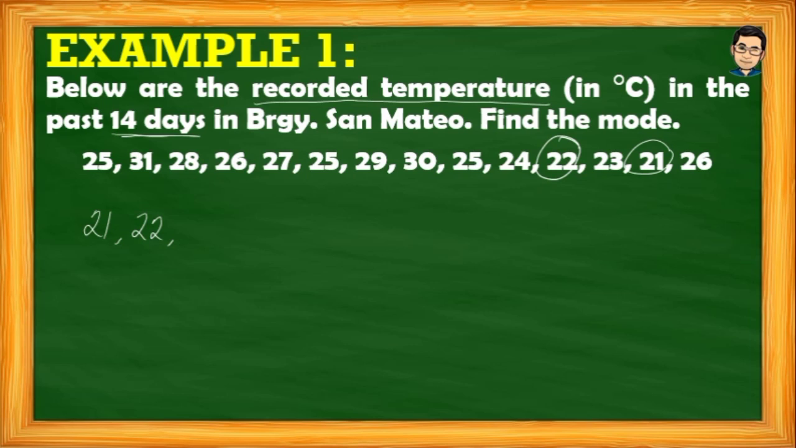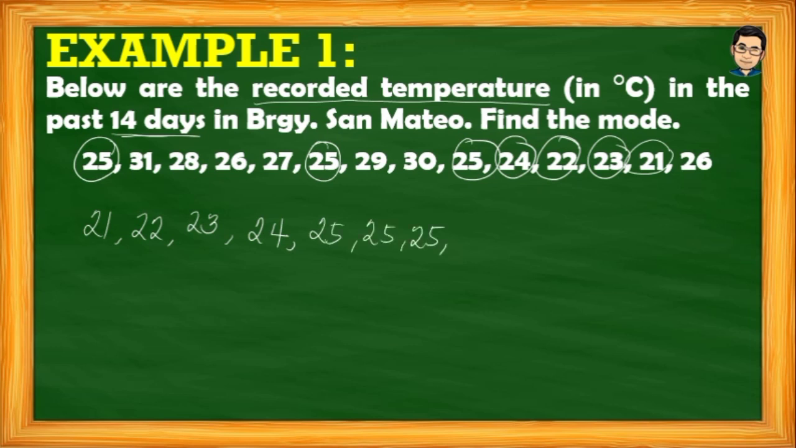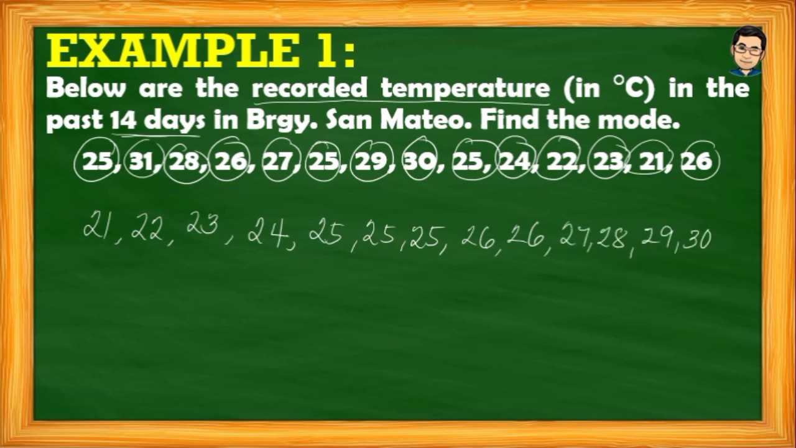Then after 22, we have 23. Then 24. And then after 24, we have 25, three times, so we write it three times. And then 26, twice. 27, 28, 29, 30, 31, each only once. So we have arranged the scores in ascending order.